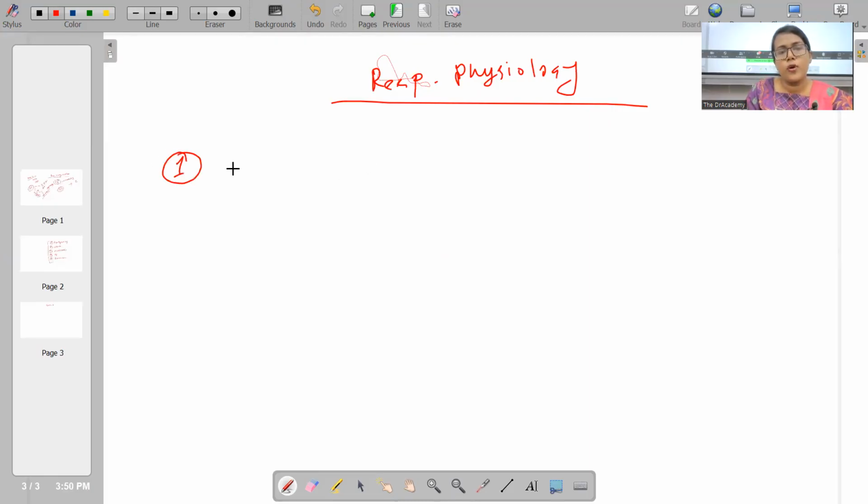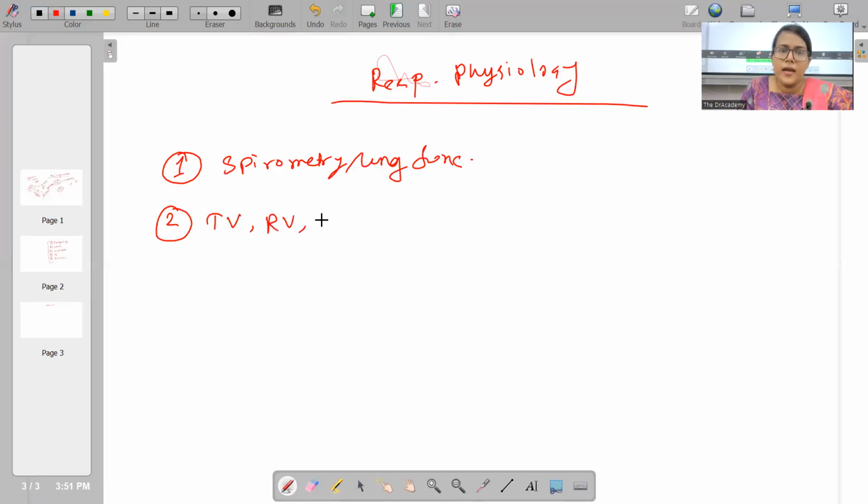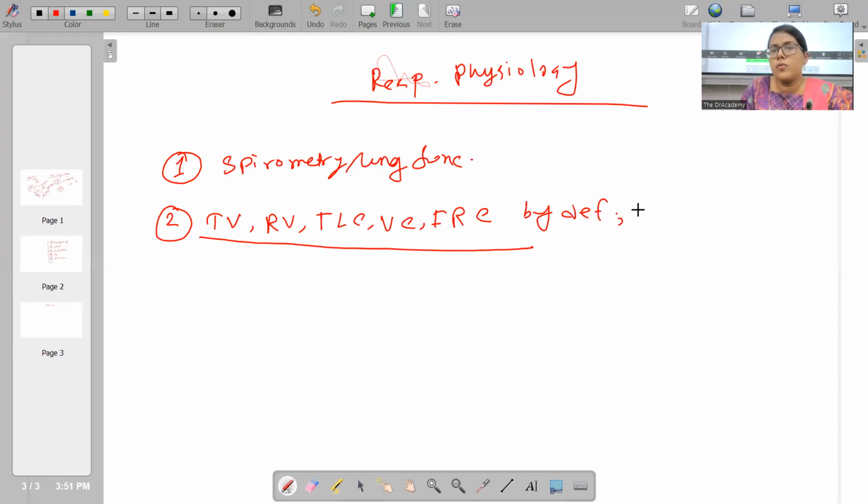First of all, you should focus on spirometry or lung function test and basic interpretation of the lung function test. Number 2, different types or components of the lung function test. Especially, I will discuss which volumes and capacities you should focus on, especially tidal volume, residual volume, total lung capacity, vital capacity, and the functional residual capacity. These 5 are particularly important by definition and also by amount or numeric value.